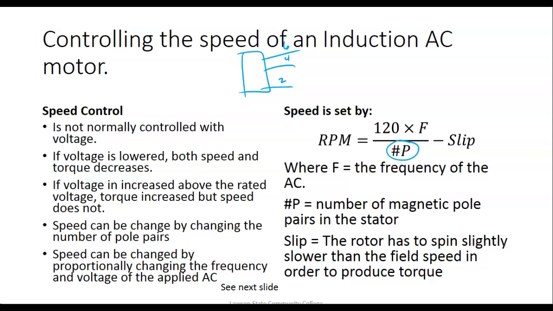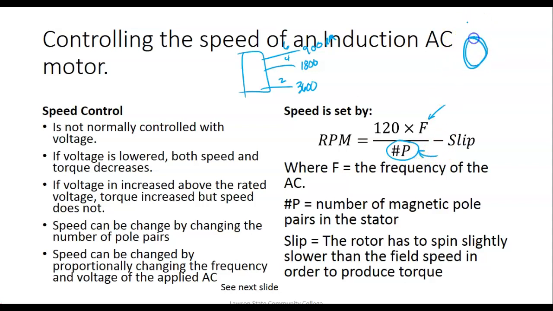By changing the number of poles, you don't have an infinite number of variations between speeds. It's going to be precise, right? So this one would be 3,600, this one would be 1,800, and this one would be 900. Those would be the only speeds available to you, if it didn't have any slip. So the RPM is set by 120 times the frequency you're running it at, divided by the number of poles.